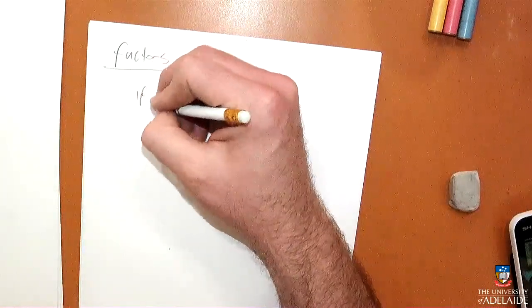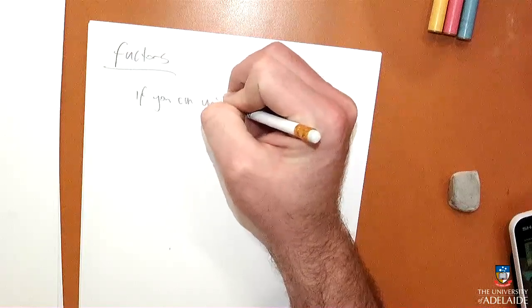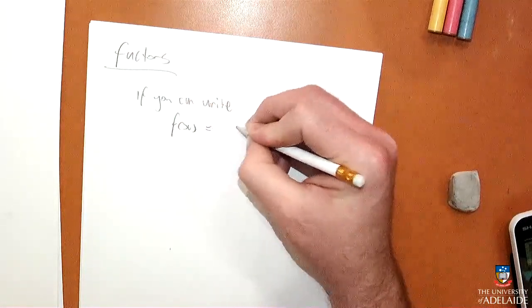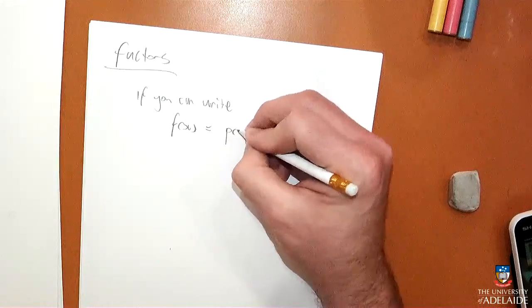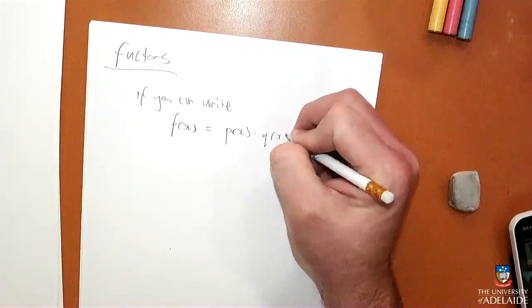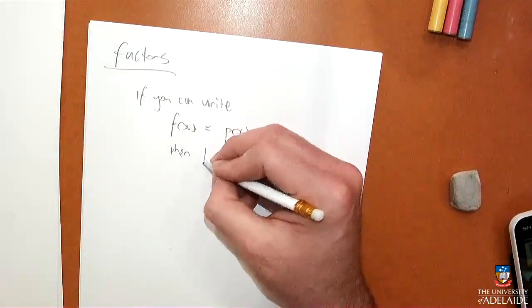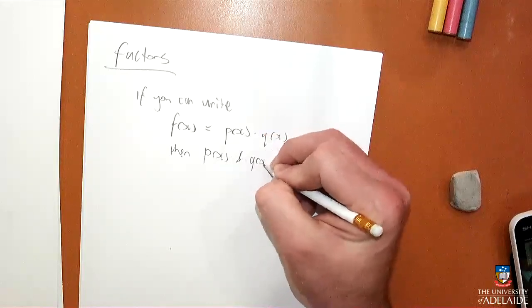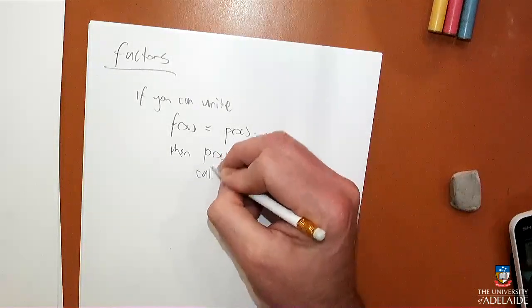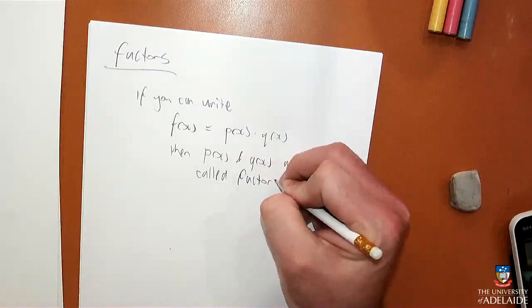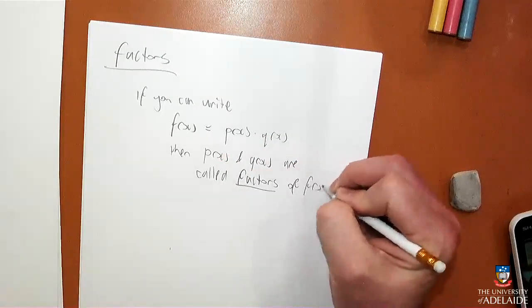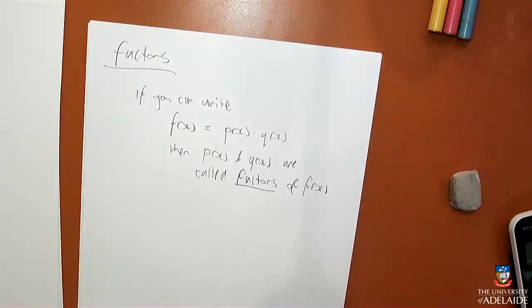If you can write f of x as two things multiplied together, p(x) and q(x), then they are called factors of f of x. And there might be lots of ways to write something as two factors. But if you do write it down with as small degree factors as you possibly can, there's only a small number of ways to do that.